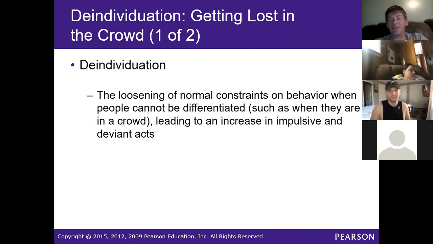Oh, it is de-individuation. Okay, there's your answer. You were way ahead of us. So de-individuation is the loosening of normal constraints on behavior when people cannot be differentiated, such as when they are in a crowd, leading to an increase in impulsive and deviant acts, looting, rioting. That, as Corey pointed out, is the mob mentality, de-individuation.